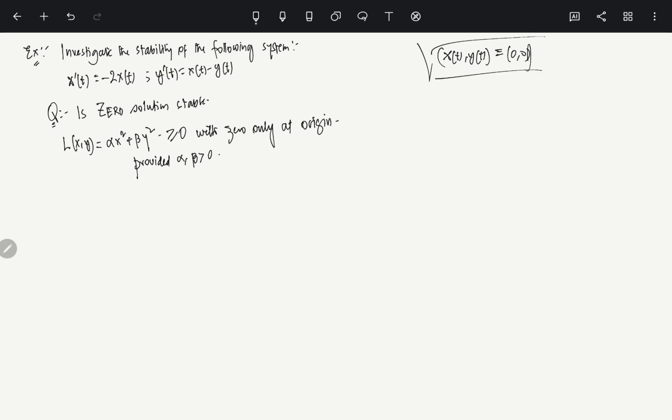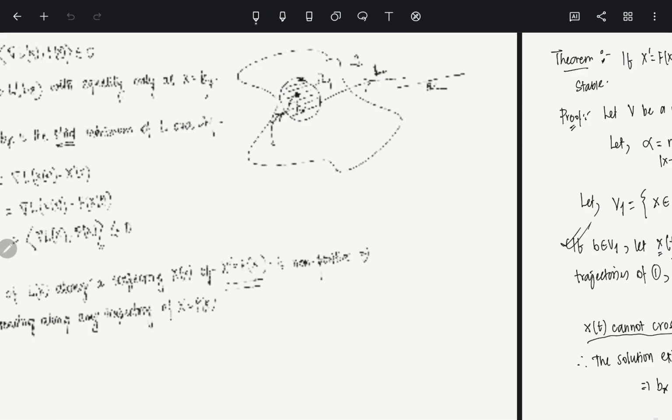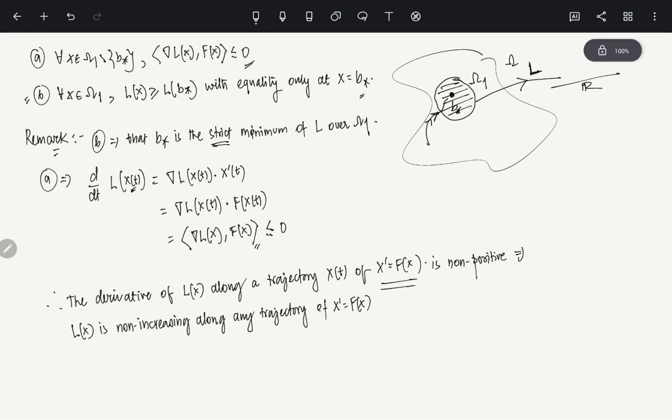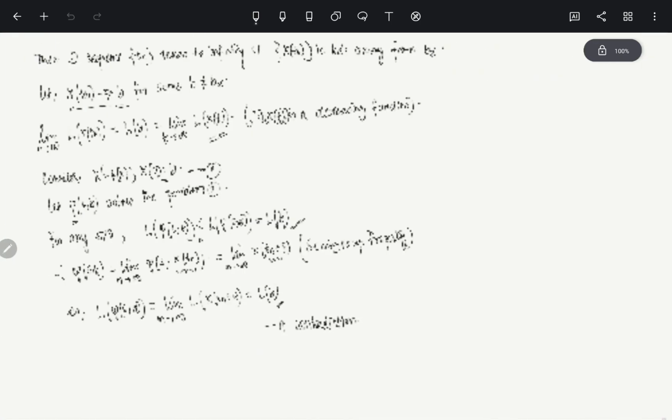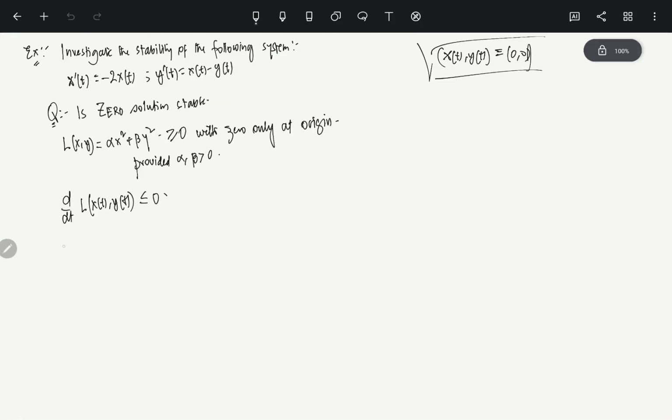Now to do that I have another property, that it has to be strictly non-increasing. So I need d/dt of L(x(t), y(t)) to be strictly less than 0. This is the first property, I don't remember which one I wrote, first or second. This property has to be satisfied, right? So how do I show this? See, this is nothing but dL/dt. I don't want to write x(t), y(t) all the time.